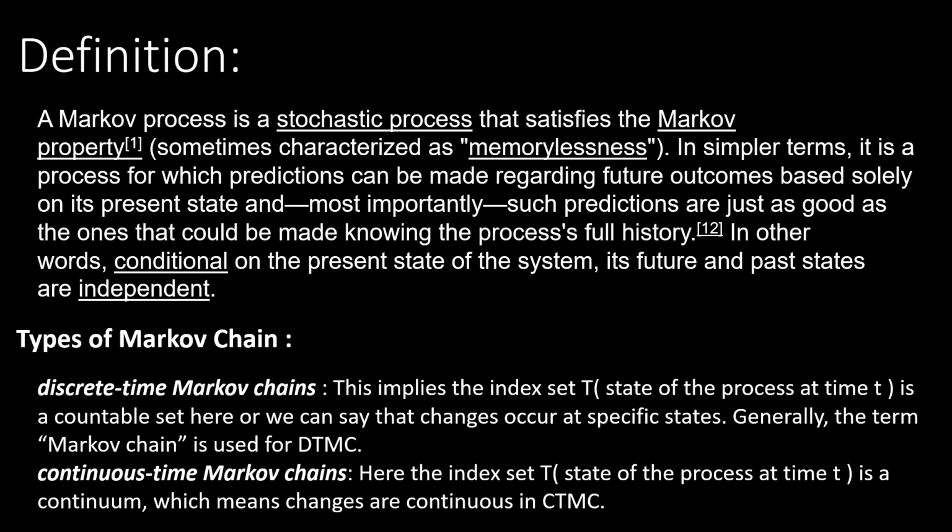Types of Markov chains. Discrete time Markov chains. This implies the index set T is a countable set, or we can say that changes occur at specific states. Generally, the term Markov chain is used for DTMC. Continuous time Markov chains. Here the index set T is a continuum, which means changes are continuous in CTMC.